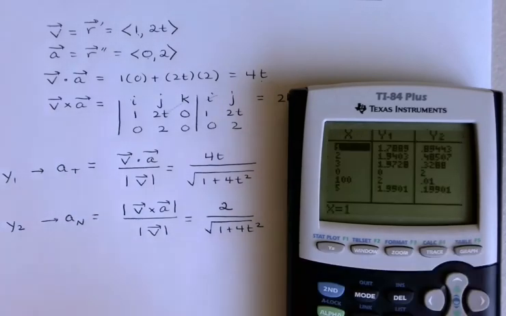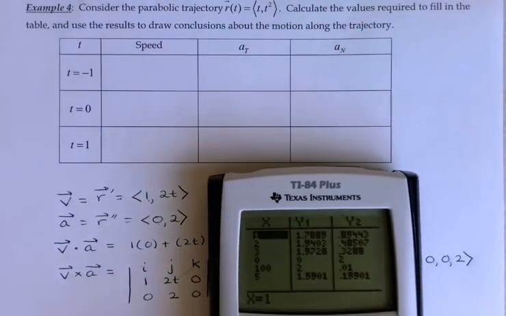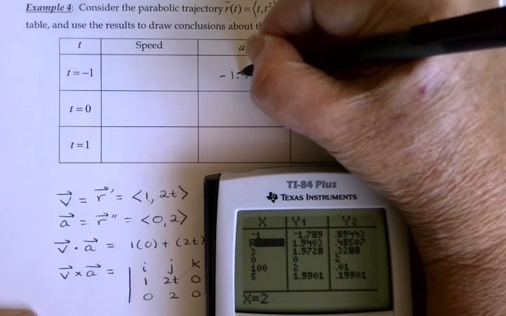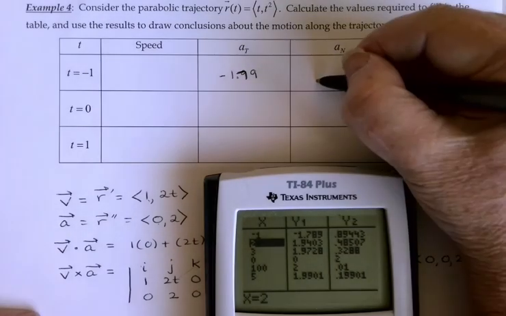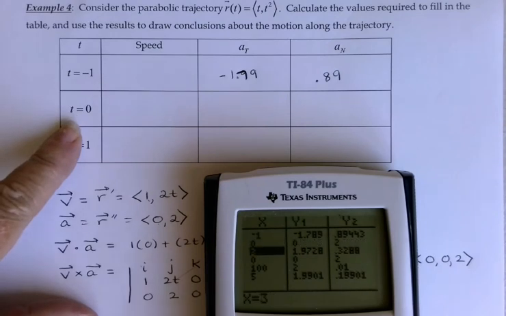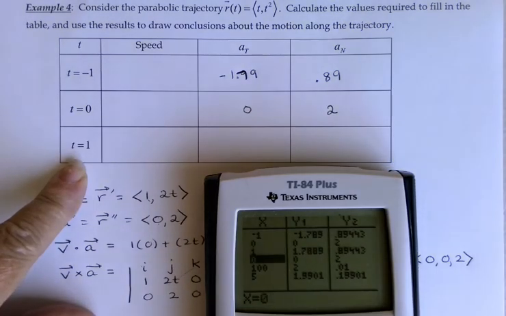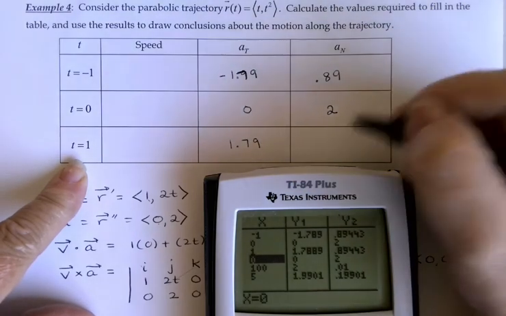All right. In my table, I'm going to start by filling in these two. So let's see here. A sub t at negative 1 is negative 1.77 approximately. And y2 is the a sub n, that's about 0.89. At 0, I get 0 and 2. And at 1, I get positive 1.77 and 0.89.